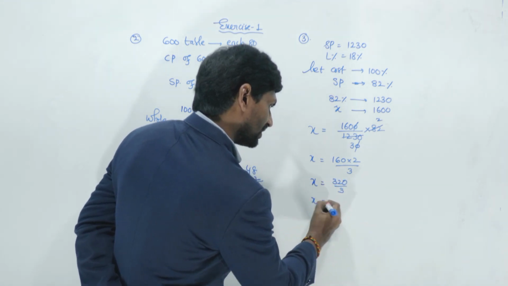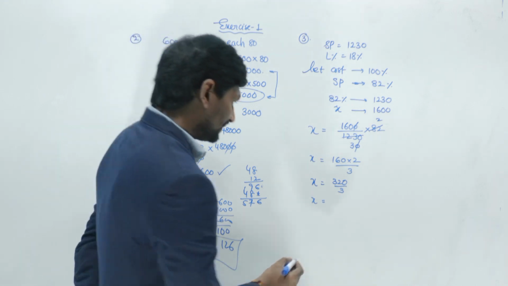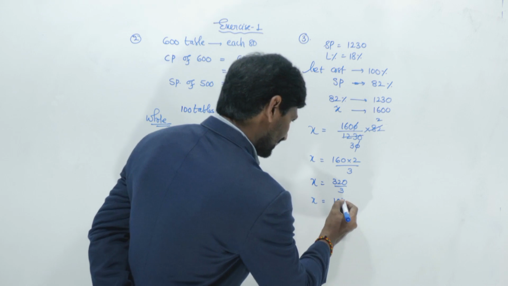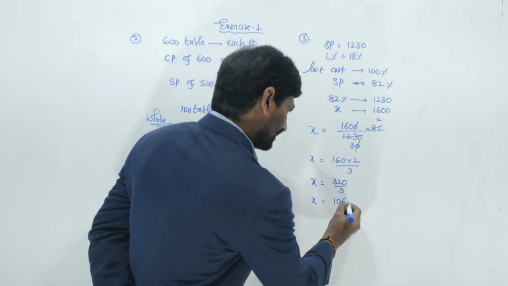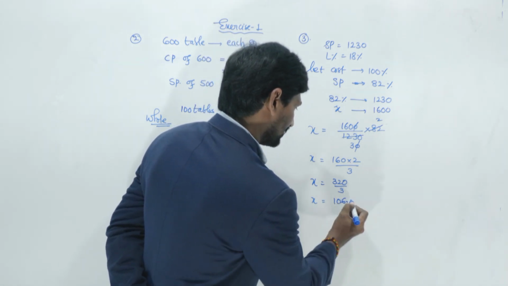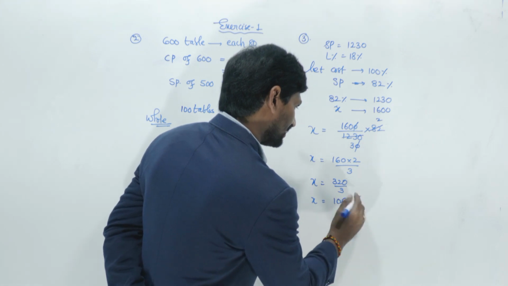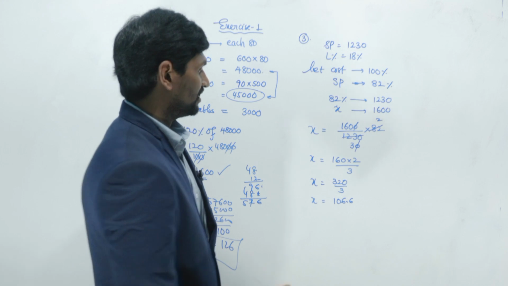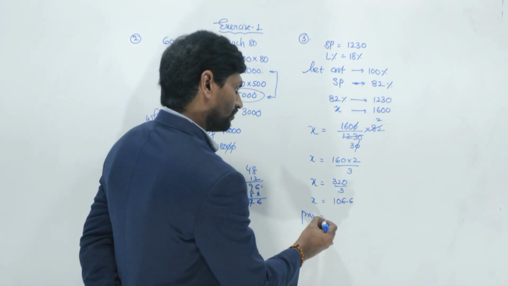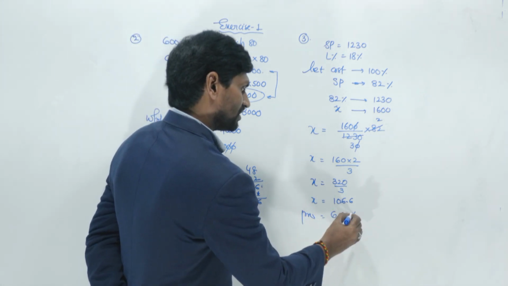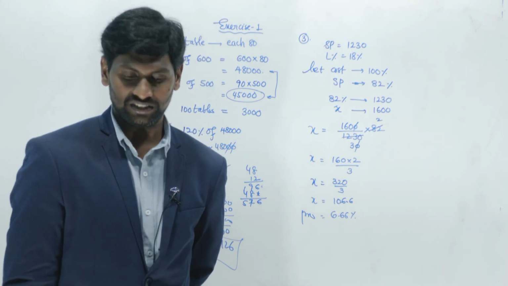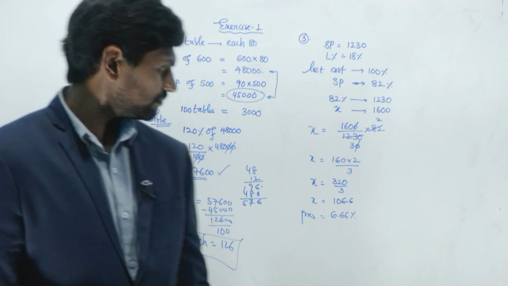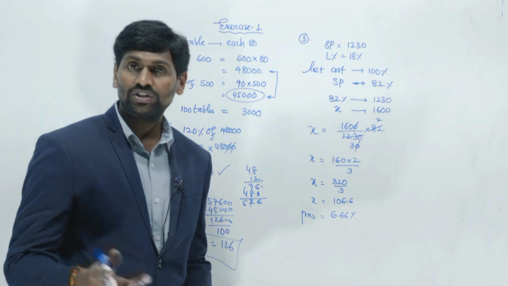Let us try to find the x value. 3 tens are 30, 3 6s are 18, 66 like that. That means 106.66%. So we'll get a profit of 6.66%, or 6 2 by 3 percent, whatever. That is the answer. Let us go to the next problem.